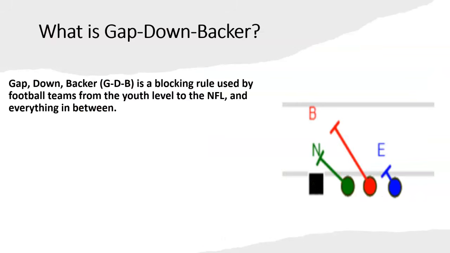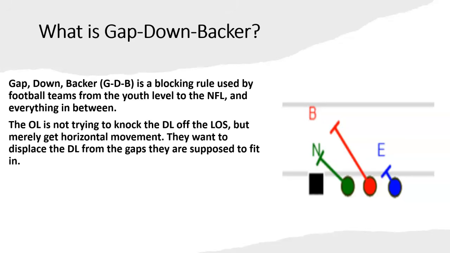Okay, gap down backer is a blocking rule used by football teams from youth level to NFL. We talked about it. The OL is not trying to knock the DL off the line of scrimmage. It's not a vertical push blocking scheme. It is a horizontal movement blocking scheme. The OL wants to displace the DL from the gaps they're supposed to fit in. So if the nose is supposed to shoot the gap right here, we want to push him here. Okay, if the DN is supposed to insert right here in the C gap, the tight end wants to push him down to the B gap.